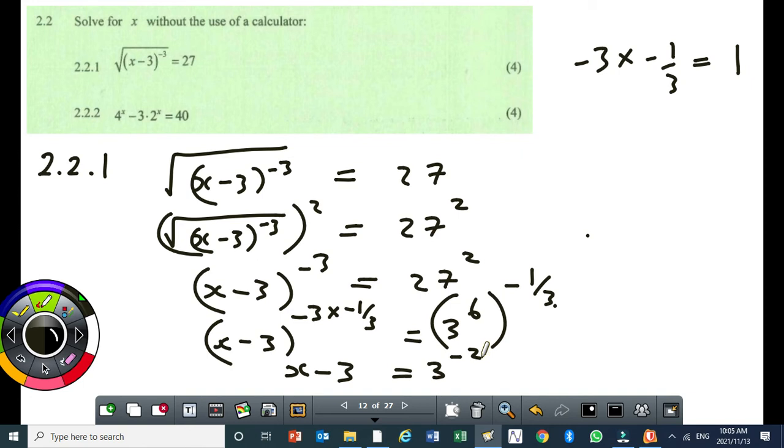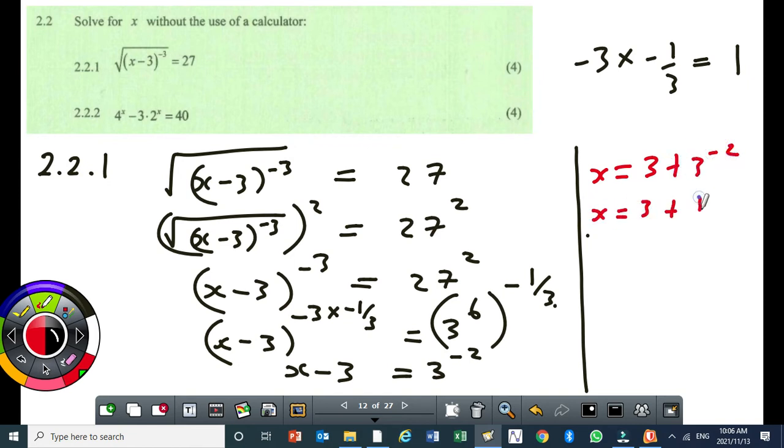You see that? Right? I'm not using a calculator. Remember, the question says do not use the what? Calculator. Then you end up getting x equal to 3 plus 3 to the power of negative 2. So this is 3 plus 1 over 9. Final answer: 3 and 1 over 9, which is 28 over 9.